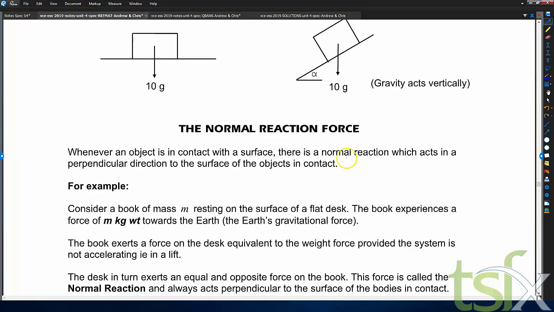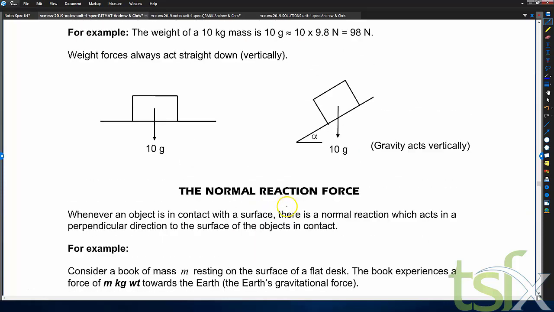So why isn't my Wacom screen that I'm writing on lifting off the ground? It's because there's a normal reaction, isn't there? Which is equal and opposite to the mass times gravity going down, and the normal reaction is exactly opposite, so it's not moving at all.